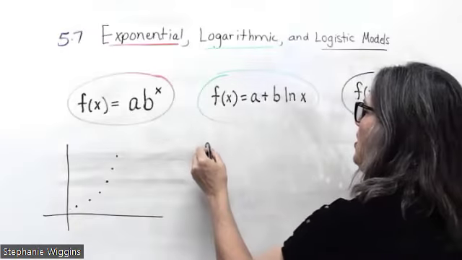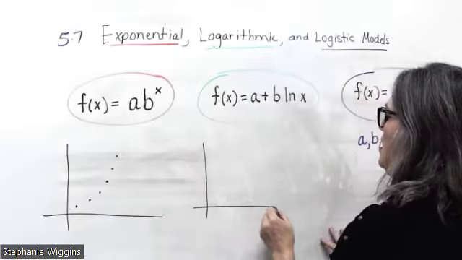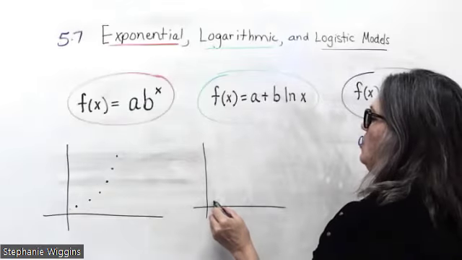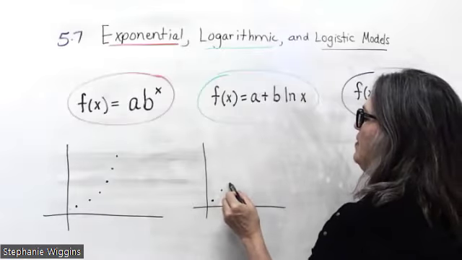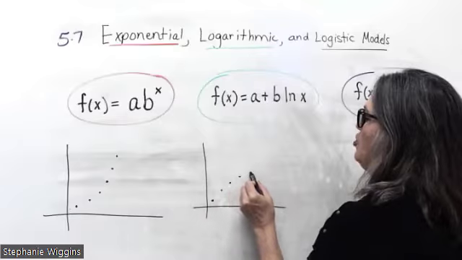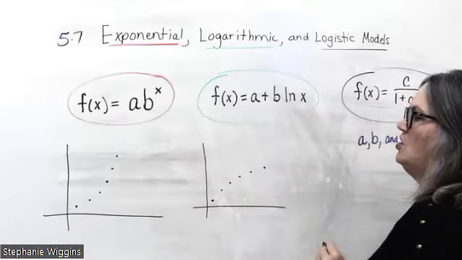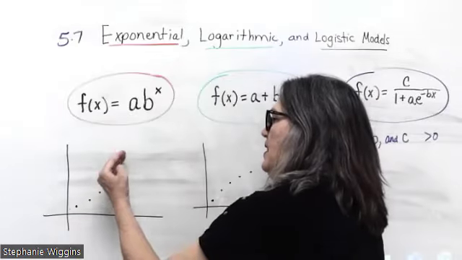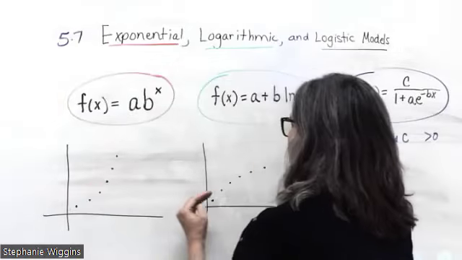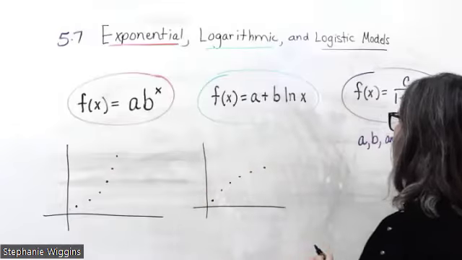Now here, with a logarithmic function, the data is going to look more something like, it is growing, but the growth is slowing down as you progress. So it's going to look something more like that. This to me, I think of that as bending upward, and this is bending downward.